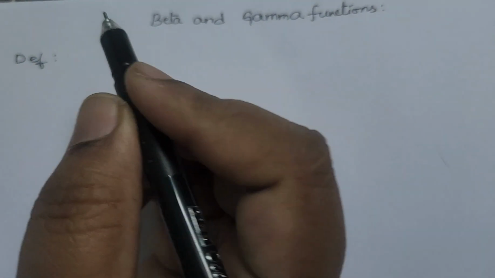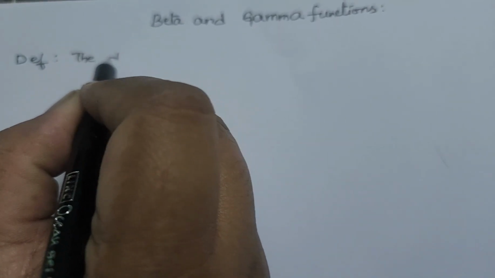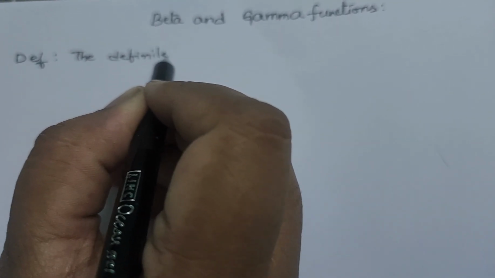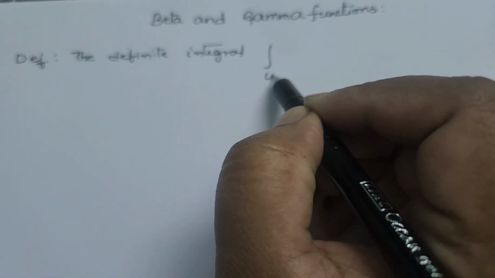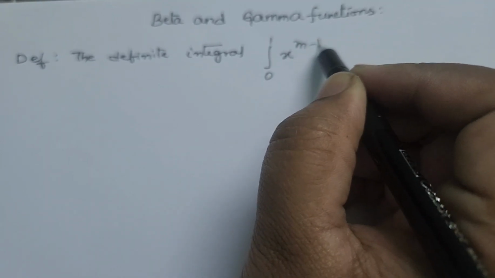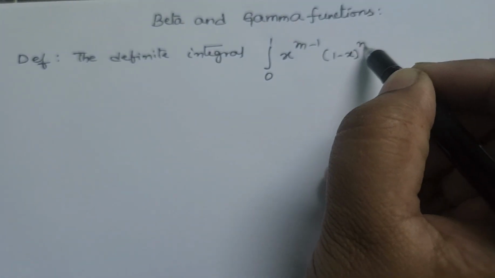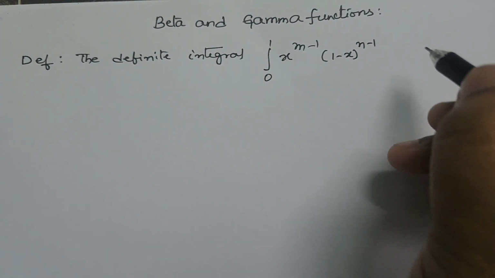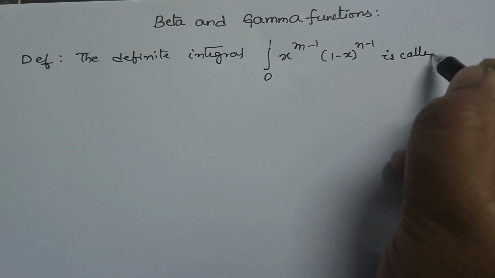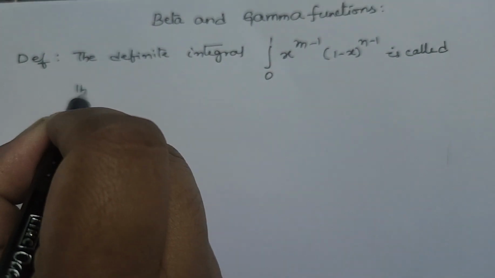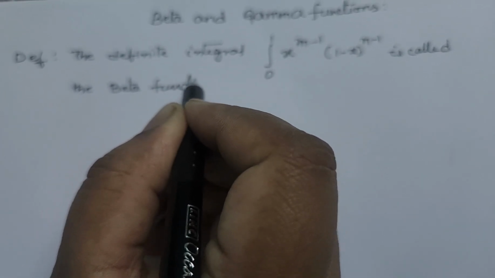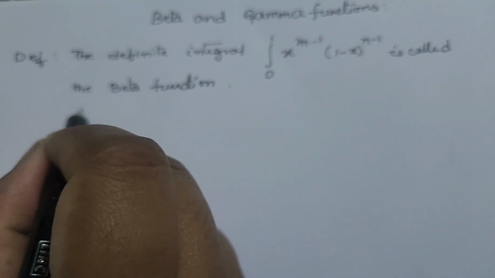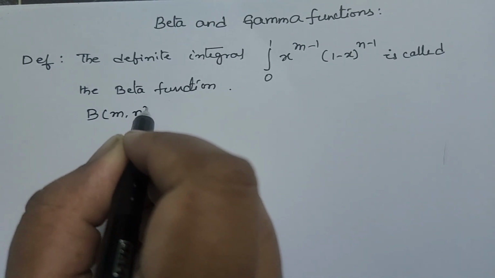Beta and gamma functions. Definition of a beta function. The definite integral from 0 to 1 of x to the power of m minus 1 times 1 minus x to the power of n minus 1 is called the beta function, and it is denoted by B of m, n.